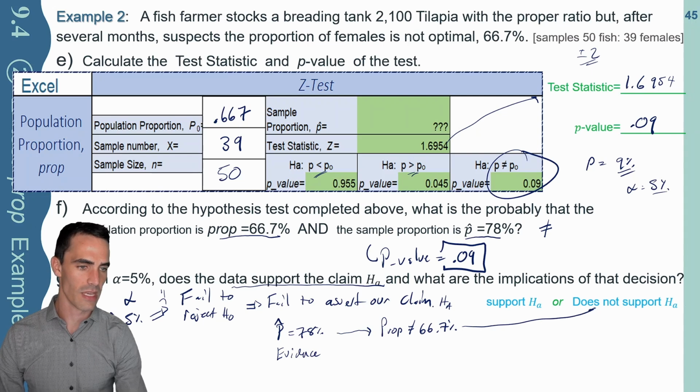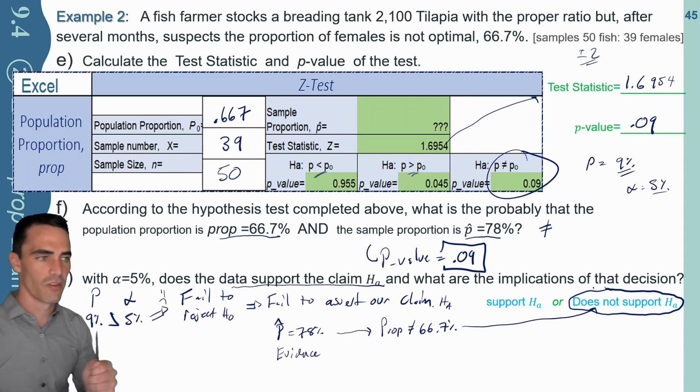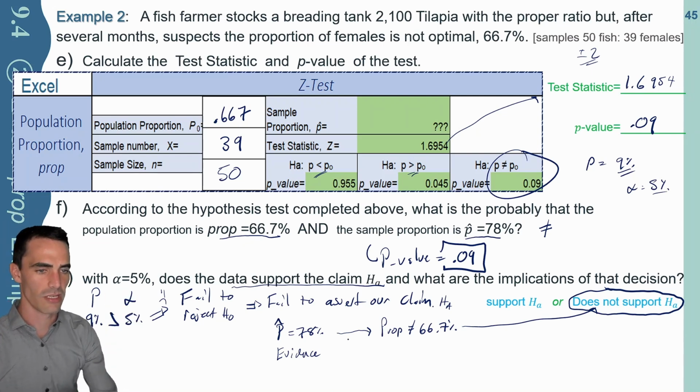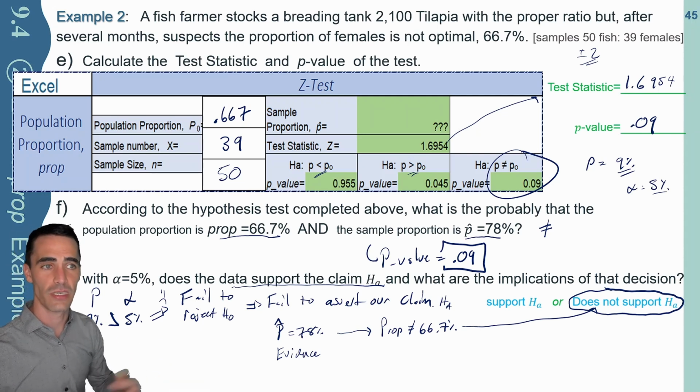And so does the evidence support the claim? Unfortunately, because that p-value is 9, not to this level of rigor of 5% level of significance. Again, the association here is reject the null hypothesis in favor of the alternative. That's what we always want. But unfortunately, we didn't get what we wanted. In which case, we can either just let things be and then maybe check in a month or two to see if it's not optimal, to see if we need to intervene.